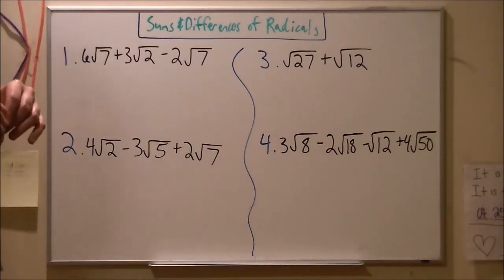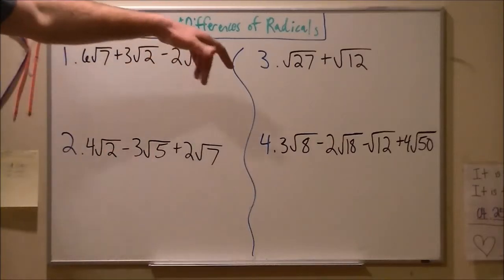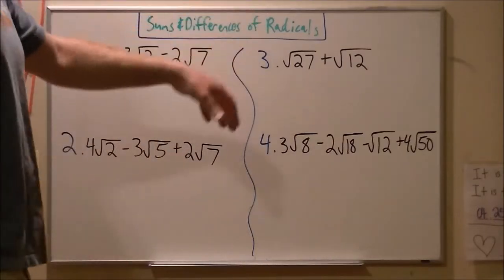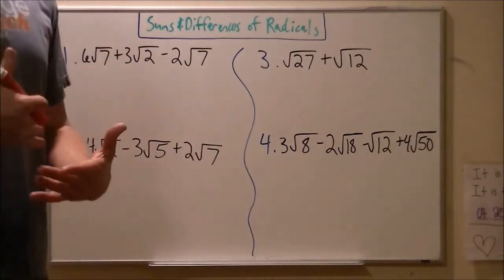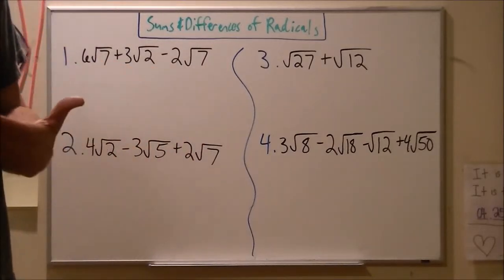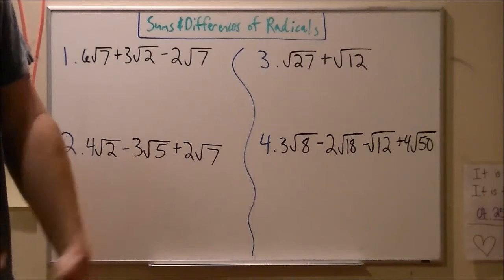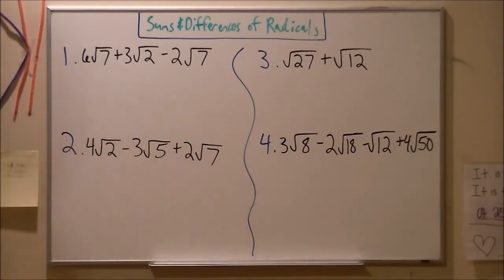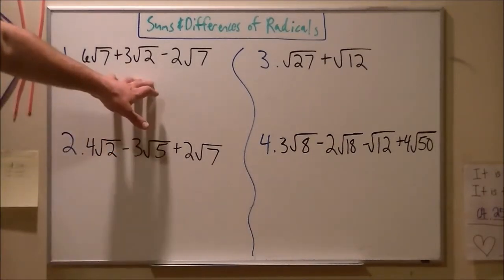We're going to be dealing with the sums, meaning adding together, as well as the differences, which means subtracting, radicals, which are numbers that are under a radicand, or numbers that have the square root being taken of them. Okay? And here's what we're going to do, for instance, on number 1.